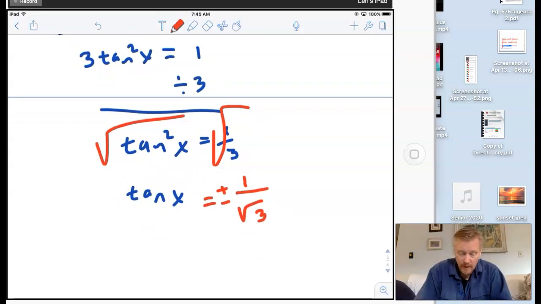Okay, so, tangent, back to my triangles. I see a square root of 3, which implies 30, 60, 90.